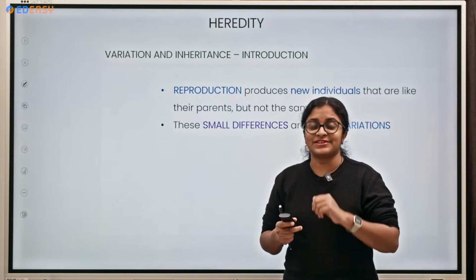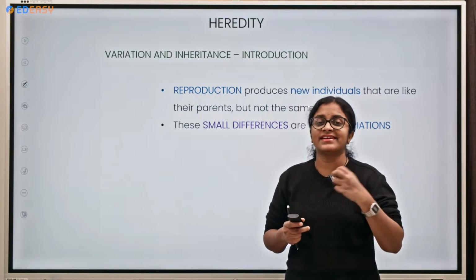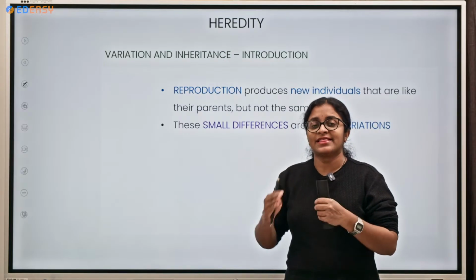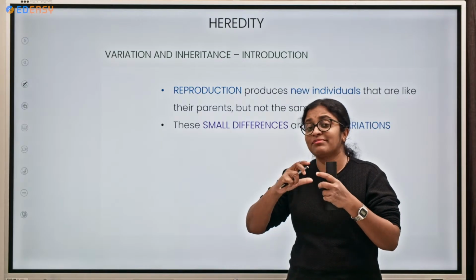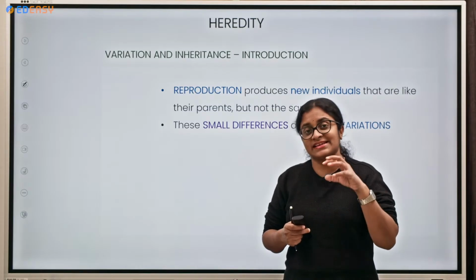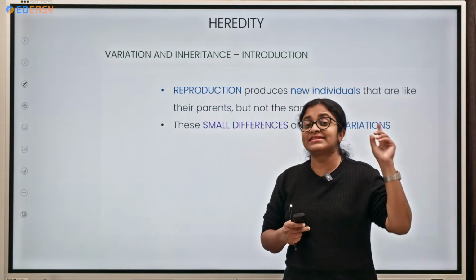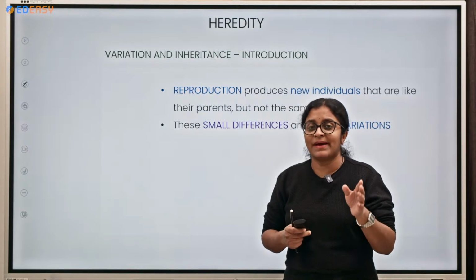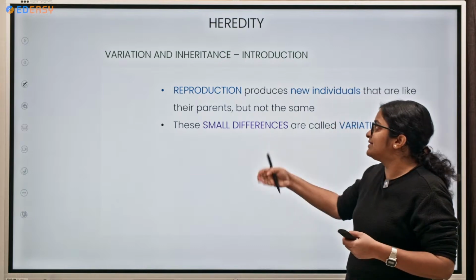In case of asexual reproduction, the offspring produced will be genetically identical to the parents, whereas in case of sexual reproduction, the offspring produced will have variation. It will not be genetically identical. There will be variation, at least some part of variation, not a complete 100% match. Why? Because it involves two parents, the gametes from the male and the female parent. So what does the reproduction do?